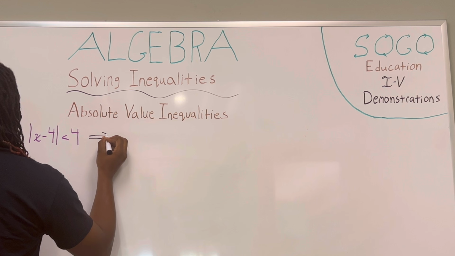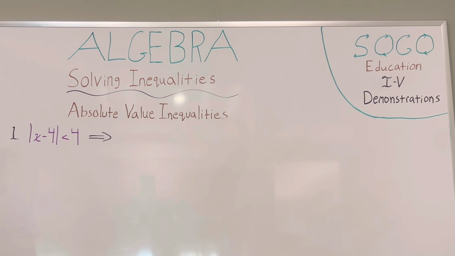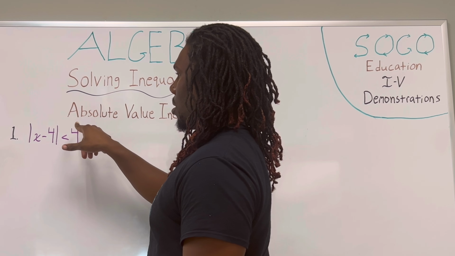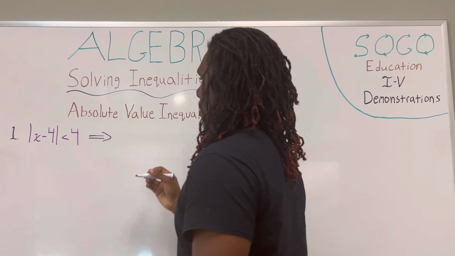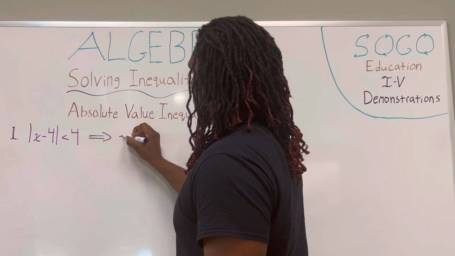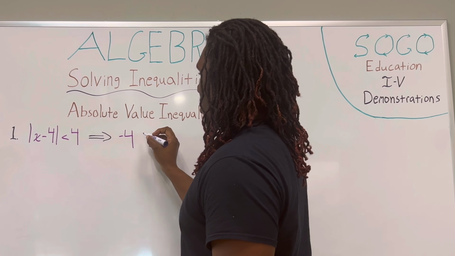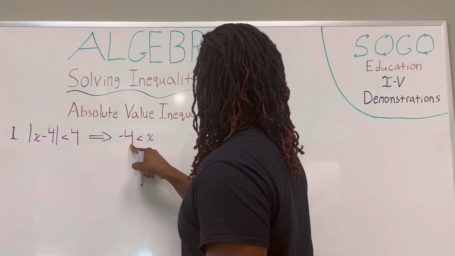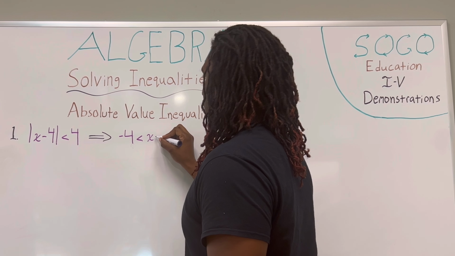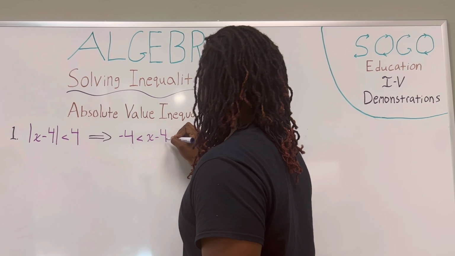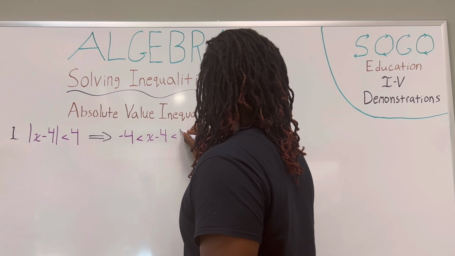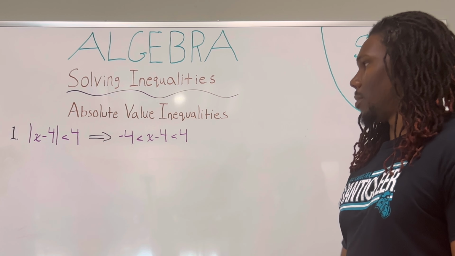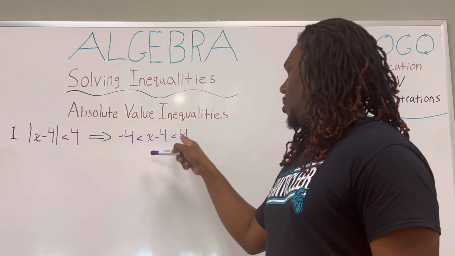So here we got the absolute value of x minus 4 is less than 4. So first thing we do, we take that number outside the absolute value and put it on the left side and negate it. Then we take the same inequality sign and put it in front of it, then put the function inside the absolute value without the absolute value sign there. And then we just fill in the rest, less than 4. That's it. That's really the procedure for solving it.